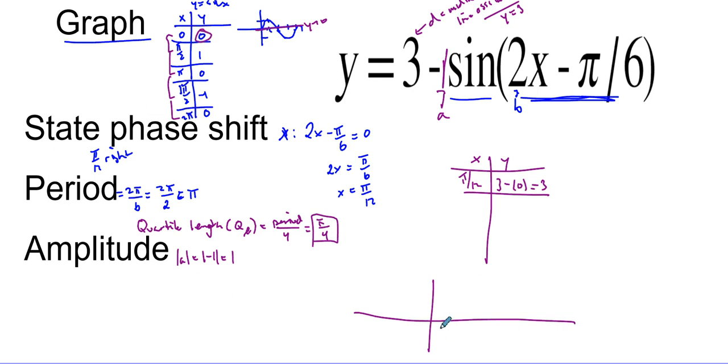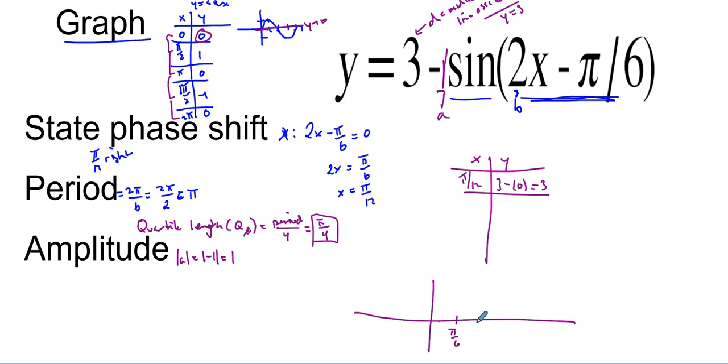And so what we have then, how can we make this? We'll go like this, pi over 6.